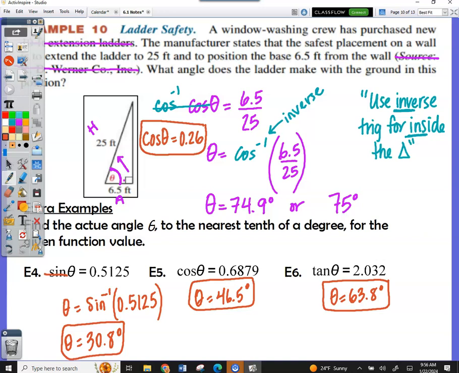30.8. Did I do it wrong? I got 30.8. I got 30.8. You're ready to go. I was like, how did you get? Okay.